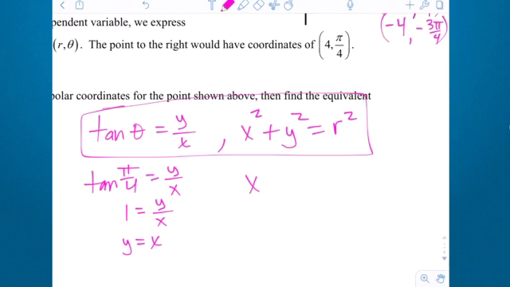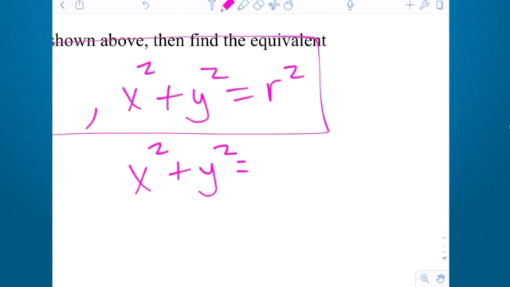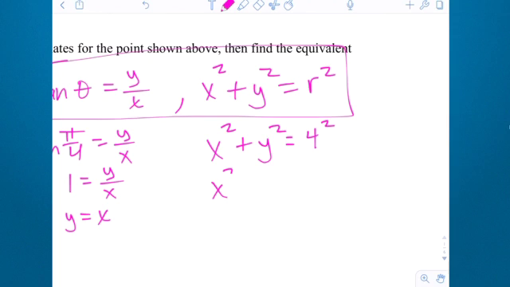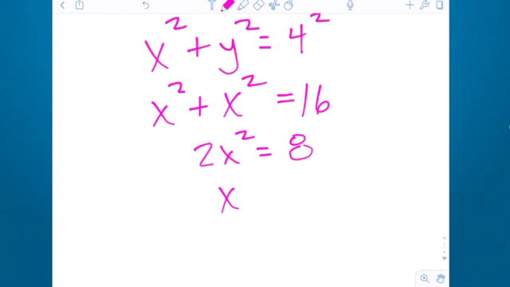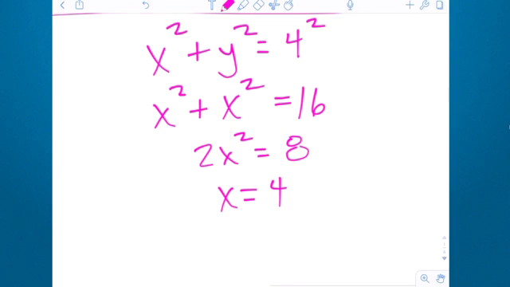I know that x squared plus y squared has to equal the radius, which we know to be 4. So that's 4 squared. And now since x and y are the same, let's substitute: x squared plus x squared equals 16. So 2x squared equals 8, and x would equal plus or minus the square root of... I did too many things in one there. All right. So x squared equals 8.